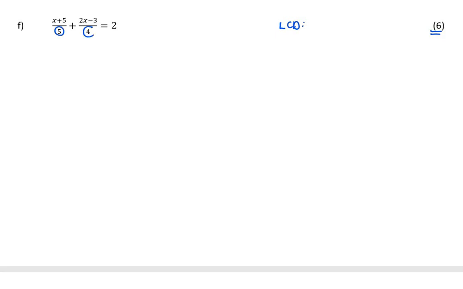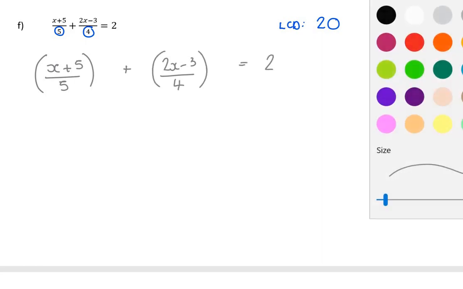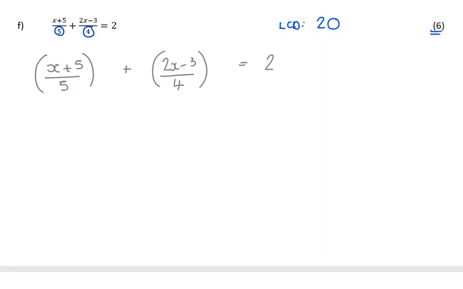My LCD of 5 and 4, I think, should be 20. So if I write this out with a little bit more space, x plus 5 over 5. Now notice that's multiple terms at the top, so I'm going to use a bracket. Plus 2x minus 3 over 4, and again I'm going to use a bracket, equals 2. So I'm going to multiply by 20 in every single term. Don't forget that means the 2 as well. Multiply by 20, multiply by 20.